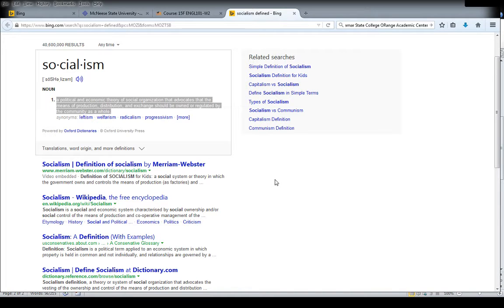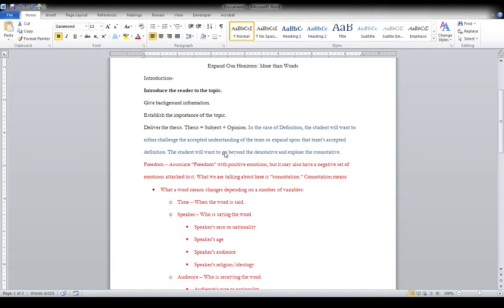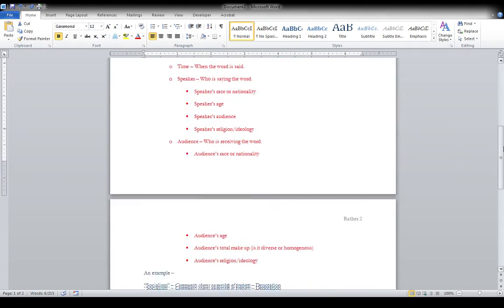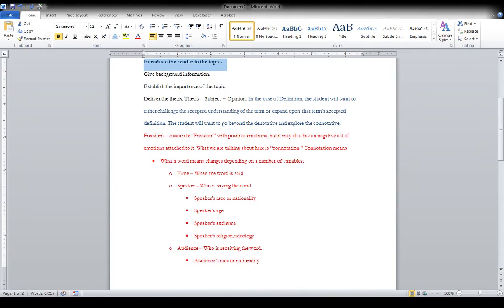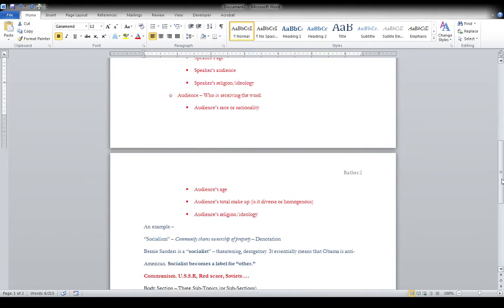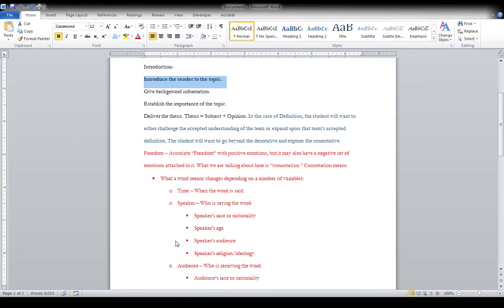So, in your introduction, you're going to want to introduce the reader to the topic. Let's go to Moodle for a second. All right. Let me go back to the video here. You can see the notes here, and I'm going to post these notes attached to where this video is. So your first step in the introduction is to introduce the reader to the topic.